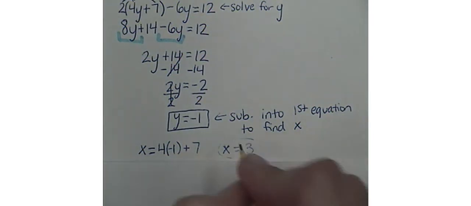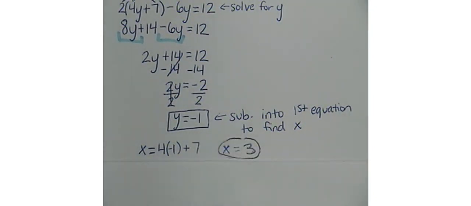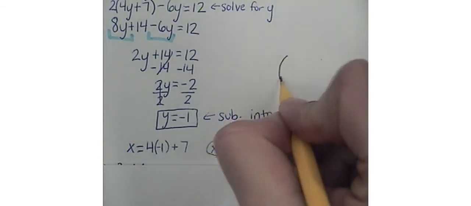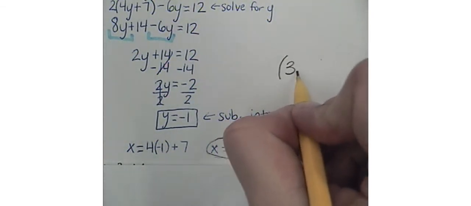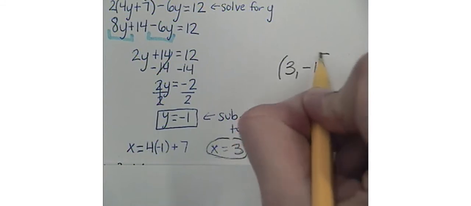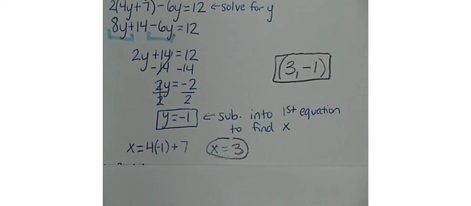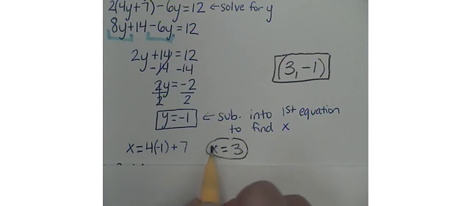So if I was to write this out as an ordered pair, because that's what the last step is, x comes first. So if you were to graph these two in slope-intercept form, your intersection point would be 3 comma negative 1. So my answer is 3, negative 1. Okay?